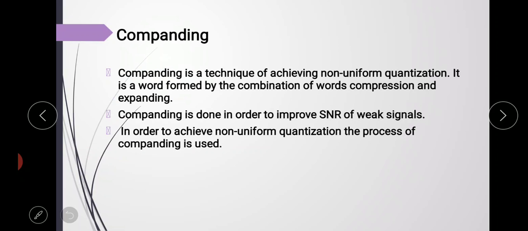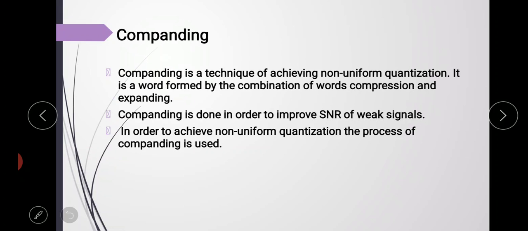As we know, in non-uniform quantization, the step size varies according to the signal level. Means here the step size is not constant. It varies according to the signal level. If the signal level is low, then step size will be small. So the step size will be low for weak signal. Thus, the quantization noise will also be low.